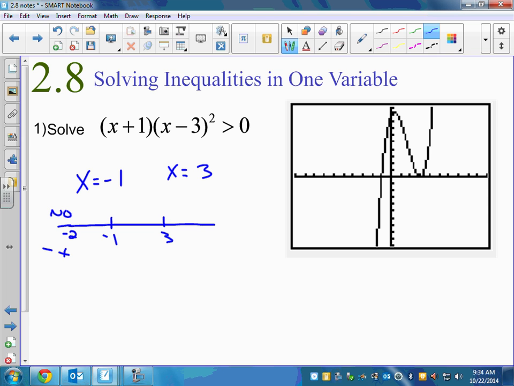You can actually do the arithmetic. It's not a big deal, but it's way better this way. Pick a number in between -1 and 3. You can pick any number you want. I'm going to pick 0. If I plug 0 in here, that one's always going to be positive, which means that's going to be a positive answer, which is bigger than 0. So I can say I'm going to shade in between there.